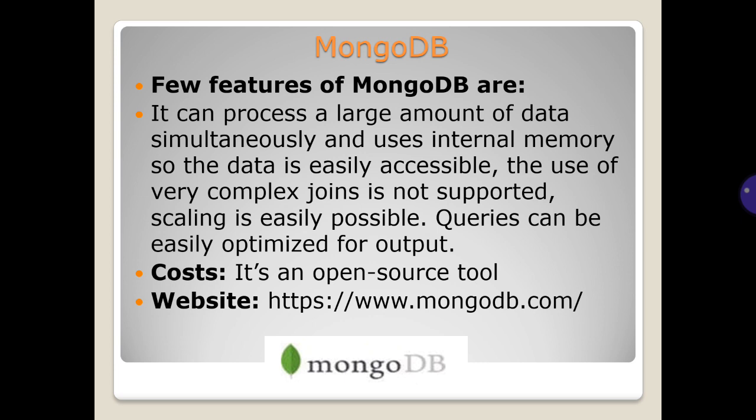MongoDB. And a few features of MongoDB are: it can process a large amount of data simultaneously and uses internal memory, so the data is easily accessible. The use of very complex joins is not supported. Scaling is easily possible. Queries can be easily optimized for output. Cost: it's an open source tool, and a website.